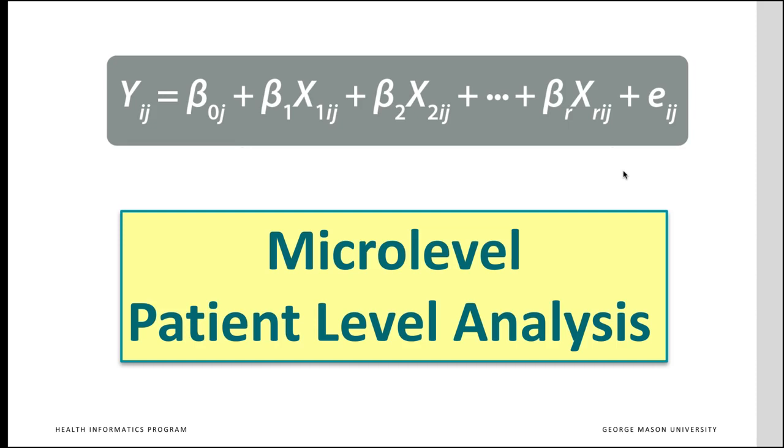This equation, Yij, is the outcome of the ith patient in the jth practice. Beta 0j is the overall constant or intercept for each practice. Variables beta 1 through beta r describe the estimated parameters for patient characteristics.